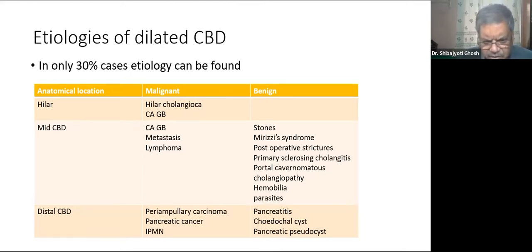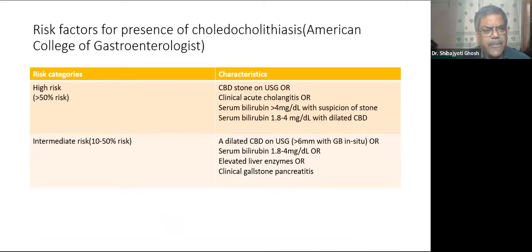That is also very important because in our country, chronic pancreatitis is a very common entity in certain parts of India. So the fibrosis due to chronic pancreatitis may compress the lower part of the common bile duct and produce a dilated common bile duct. Choledochal cyst and pancreatic pseudocyst are two other entities. Now, the American College of Gastroenterology has proposed some risk factors for choledocholithiasis, because choledocholithiasis is supposed to be one of the commonest causes of common bile duct obstruction.